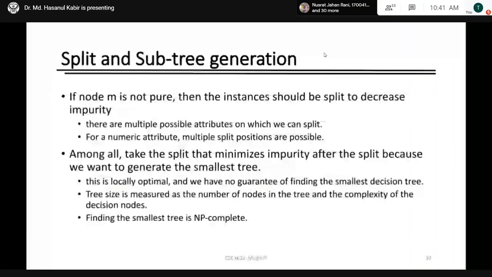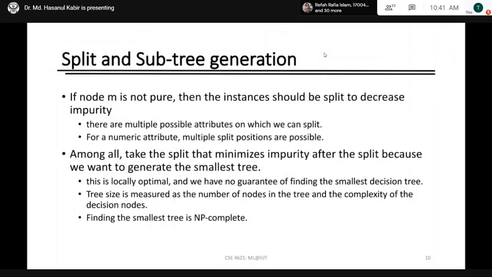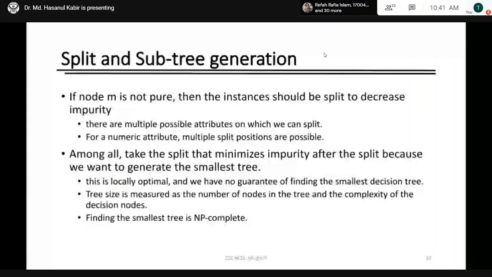Now since you have multiple possible attributes, which attribute will you try to pick? You will try to pick the particular attribute which will reduce the impurity, because if we can reduce the impurity, we can get a subtree of smaller length. So that's basically the thing. And we know that since this subtree generation is a greedy approach, it is locally optimal, and we have no guarantee of finding the smallest decision tree because it's a greedy approach.